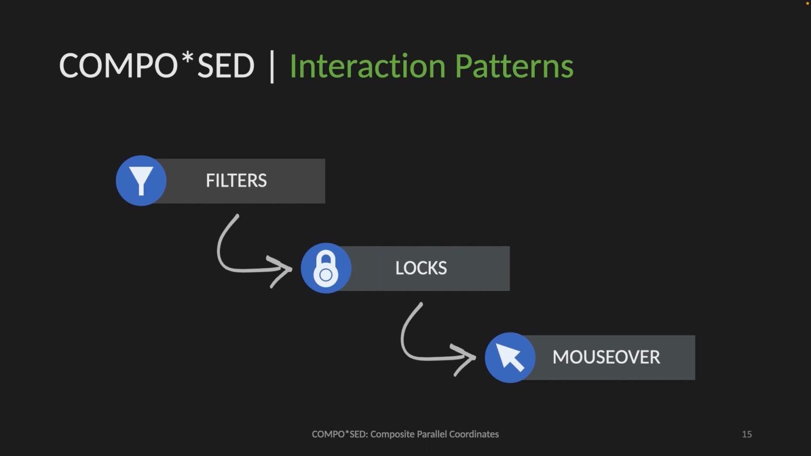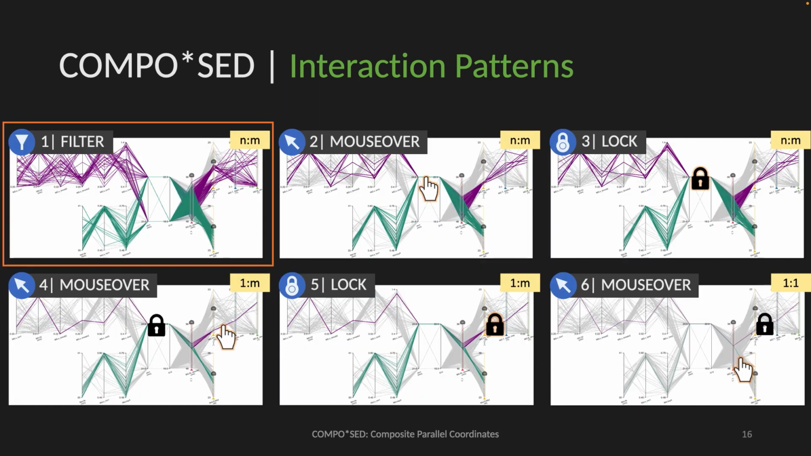At any time, the selection resulting from the current cascade of active selectors is highlighted, while the remaining alternatives are depicted in gray for context. Let's take a look at an exemplary workflow. Filtering basically works in a standard way. It uses composite brushes that can be applied to any axis.